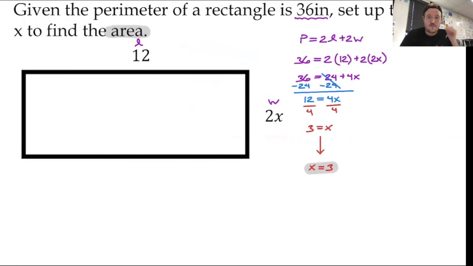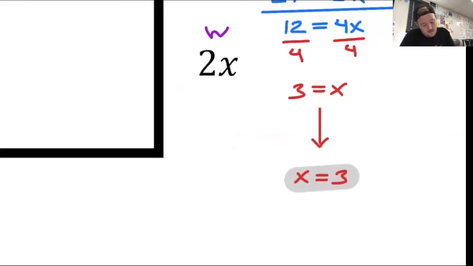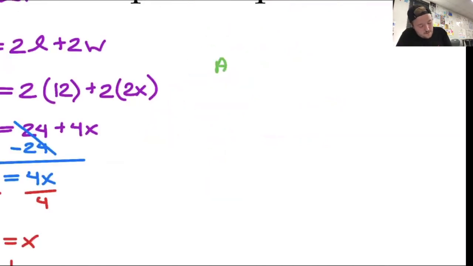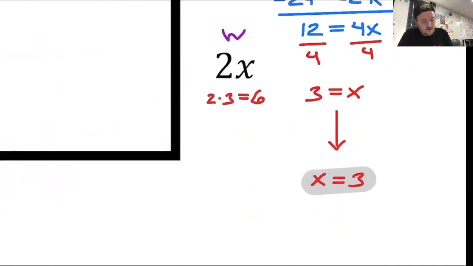All right, so we found the x value. However, that's not what we're looking for. We want to find the area. So what I'm going to do is plug in that x value. So 2 times 3, so I know this is actually 6. Now I want to find the area. I know the area is equal to length times width. I know the length is 12. And as we just saw over here, after I plugged in the x value, we know our width is 6.